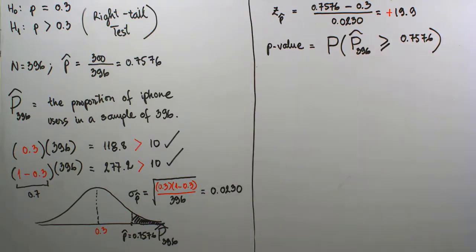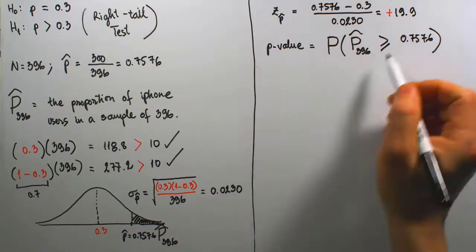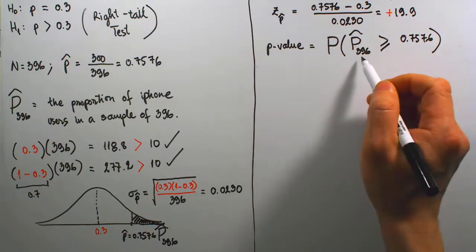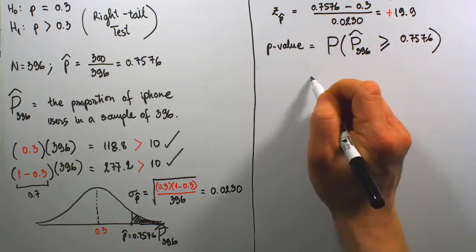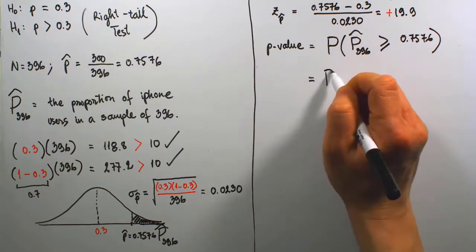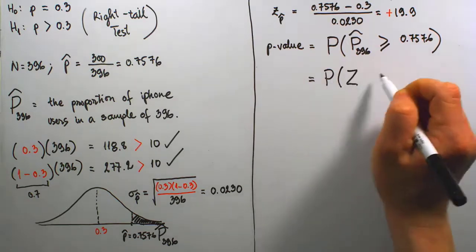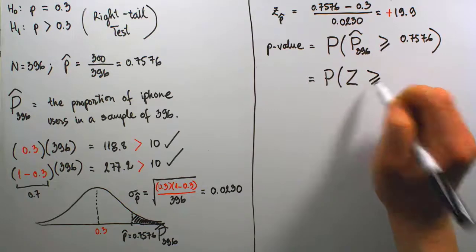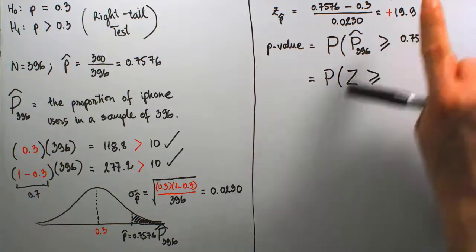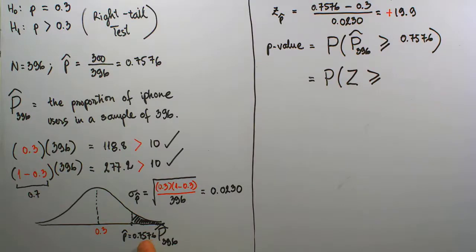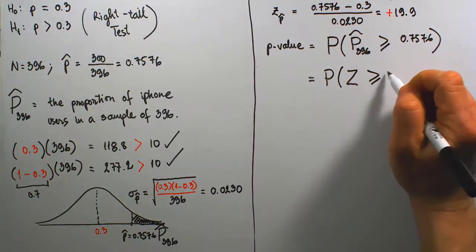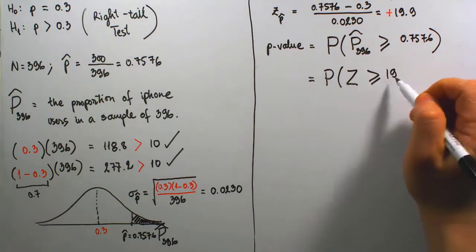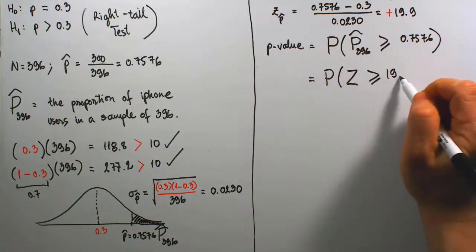But now once we know that we can do this problem on the bell curve, answering this probability, where we're looking for p hat 396 greater than or equal to 0.7576, is exactly the same as finding the probability on our standard normal distribution curve where the z-score is greater than or equal to 19.9, because from where our sample stands, it is the same as the z-score 19.9. So on the standard normal distribution curve, we're looking for the probability where our z-score is greater than or equal to 19.9.